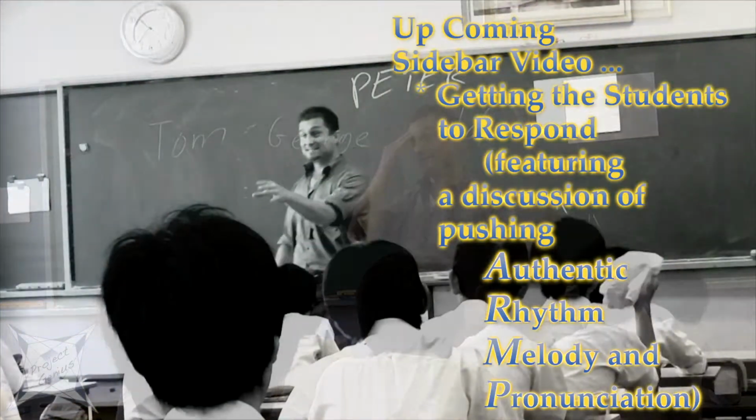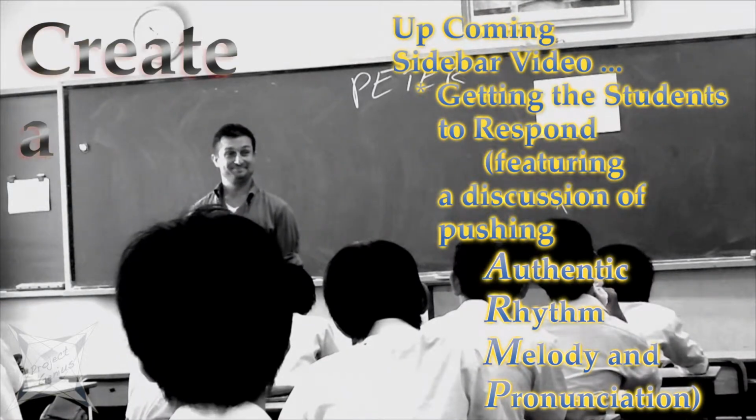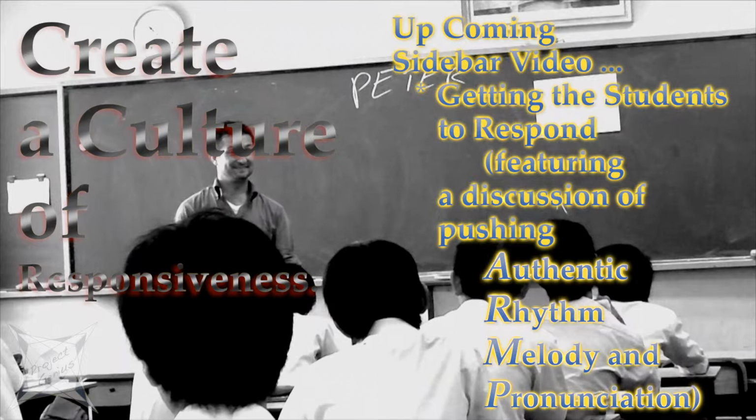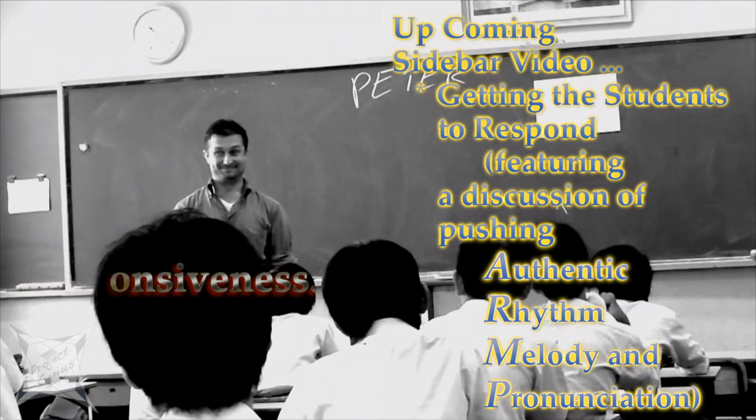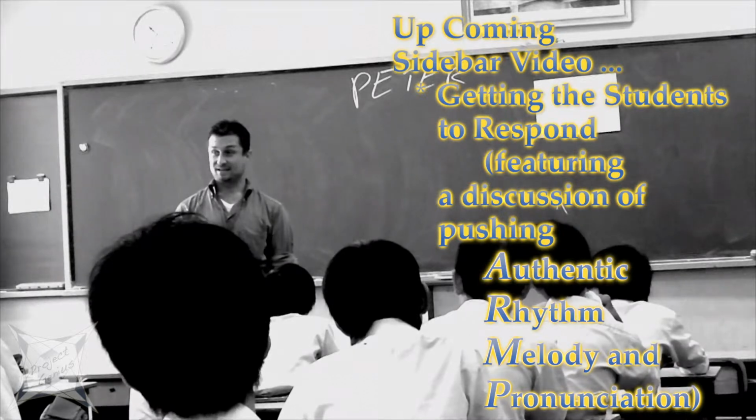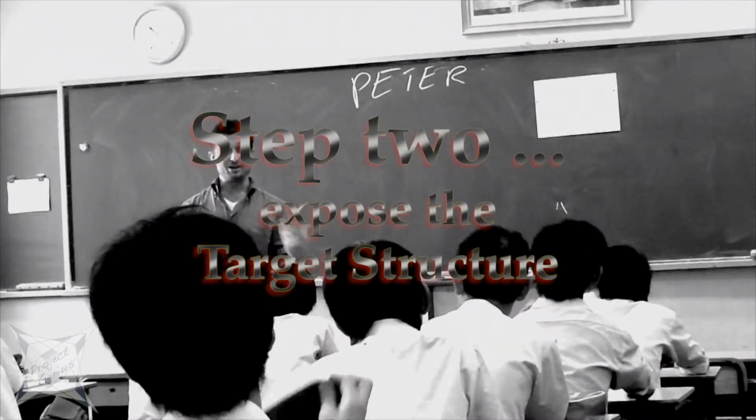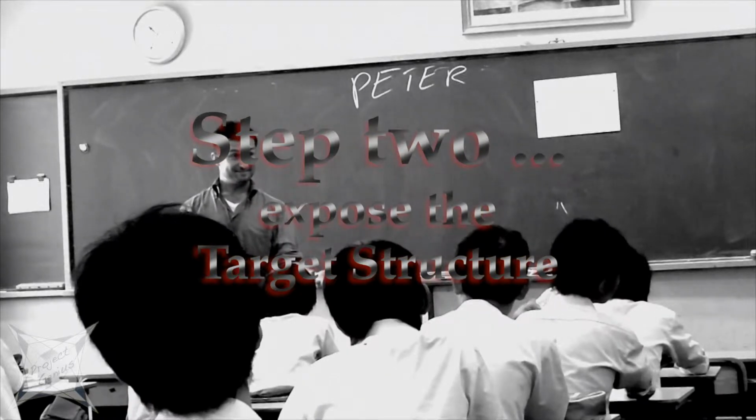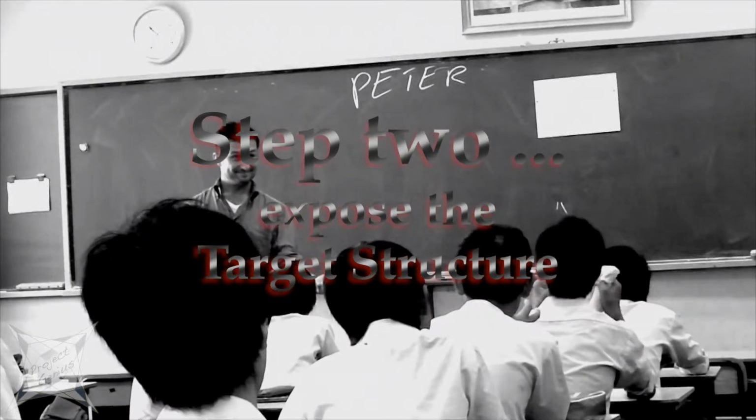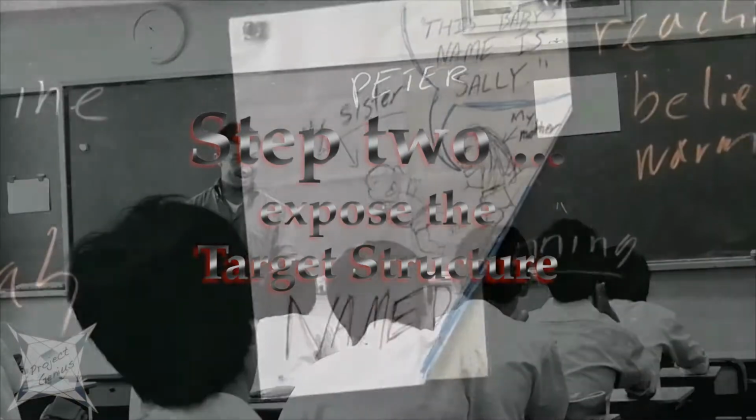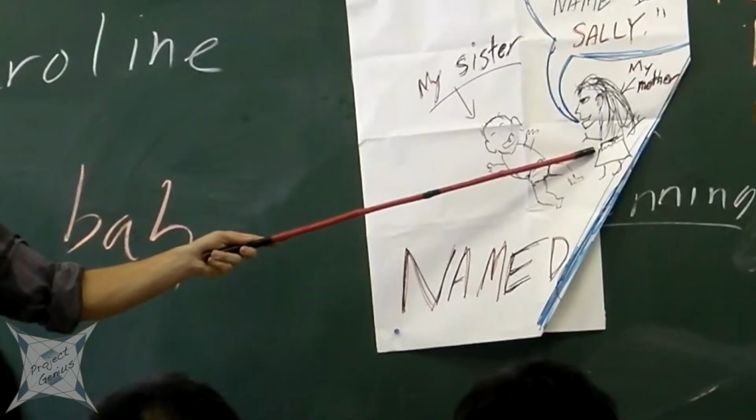It is very important that you get as many of the kids as possible responding to you, that you create a culture in the room of the kids being expected to respond to you. In a sidebar video, I'm going to discuss some principles of getting the kids to respond. 2. Expose the target structure. Again, the best thing is if you can find a way to elicit the structure from them. Here, you see me doing that by using a poster that I designed ahead of the lesson.